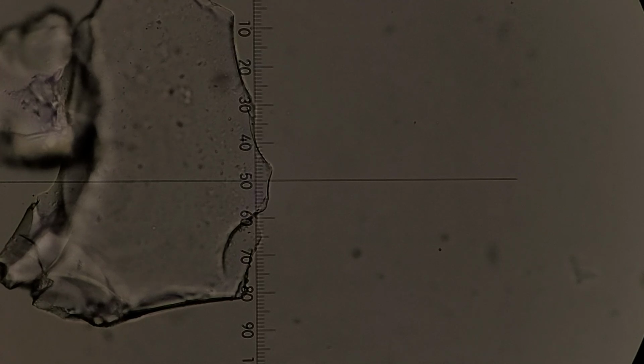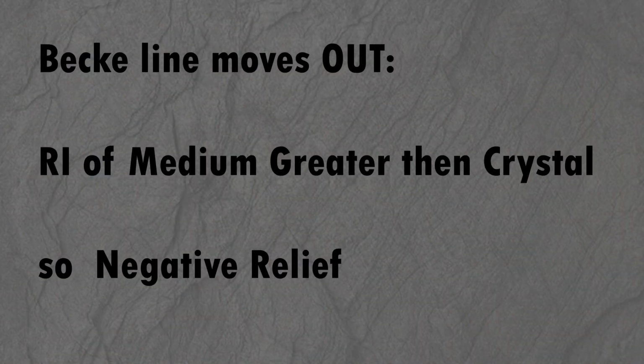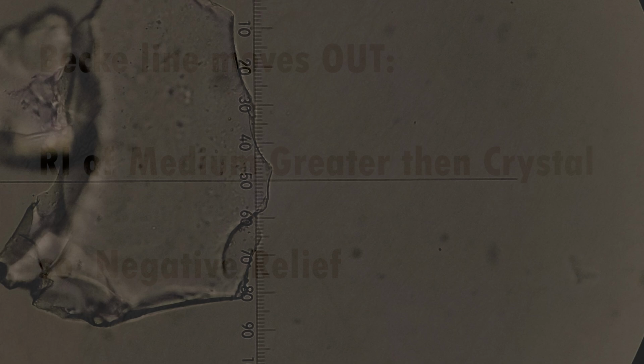But if the Becke line moves out, like this, the refractive index of the medium is greater, so we say the crystal has negative relief. Let's see that one again.